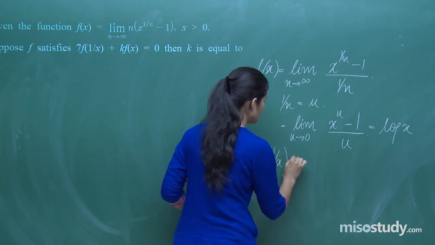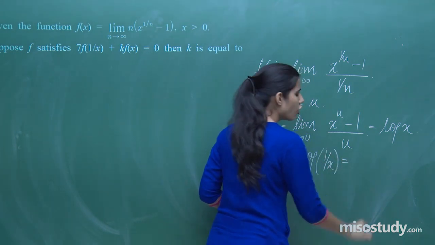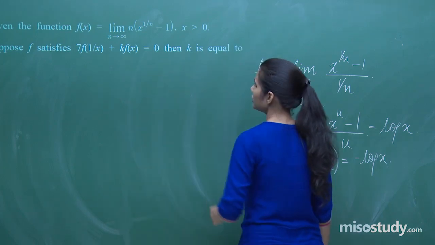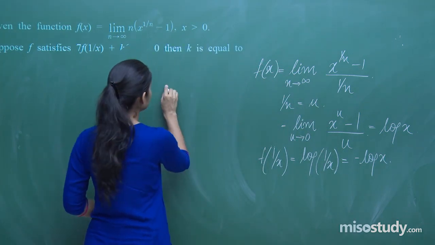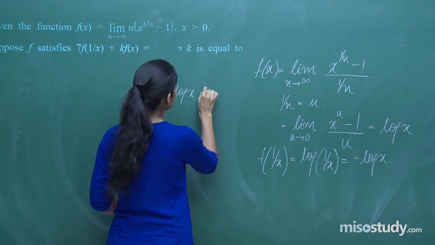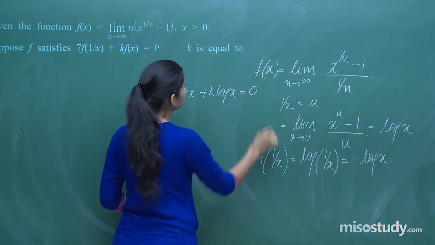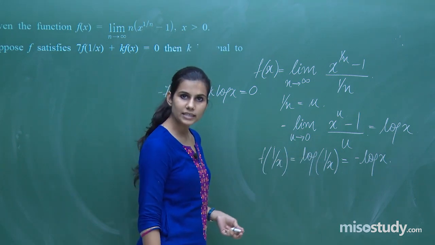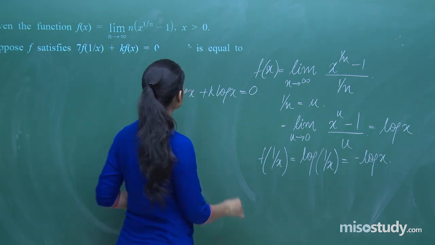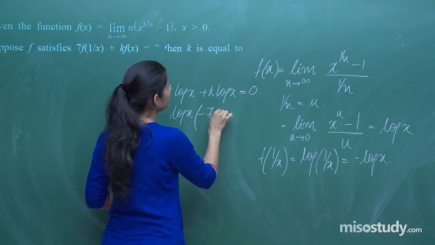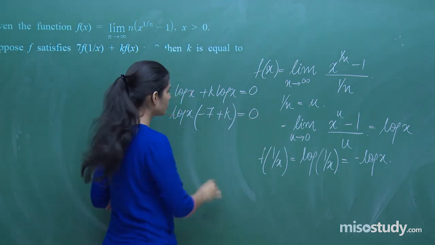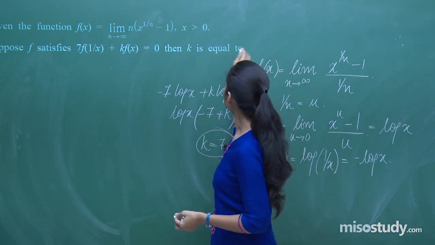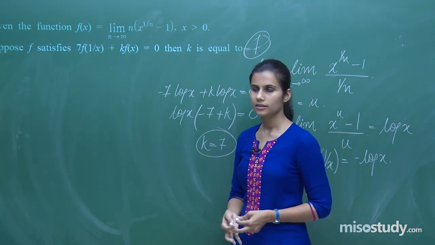What is f(1 by x)? It is obviously log of 1 by x, which is log 1 minus log x. Log 1 is 0, so you just have minus log x. When you incorporate these values over here, you get 7 times f(1 by x). So 7 times minus log x plus k times log x equals 0, isn't it? Minus 7 times log x, because f(1 by x) is minus log x. So you have minus 7 times log x plus k times log x. So this is log x times minus 7 plus k is 0. So you basically get k equals 7. Are you understanding? You get k equals 7. k is equal to the integer 7. Let's look at the next question.